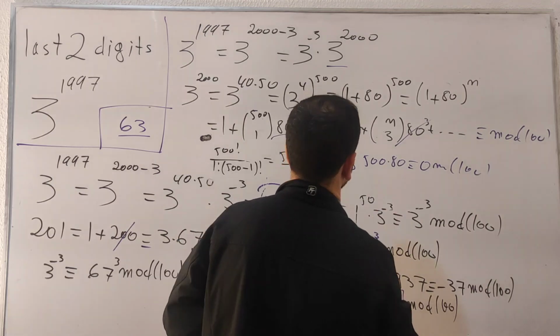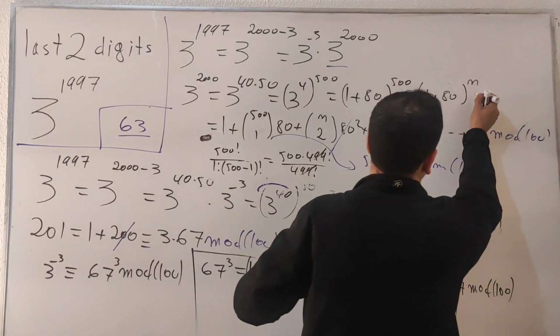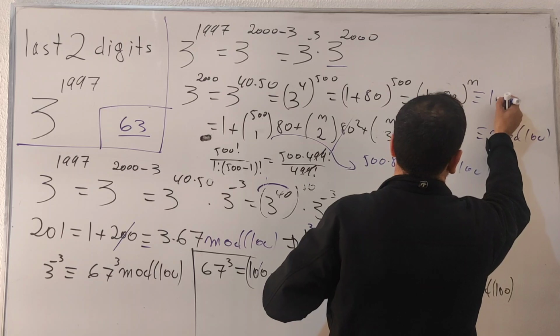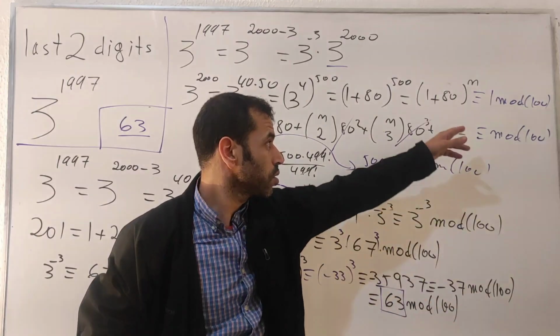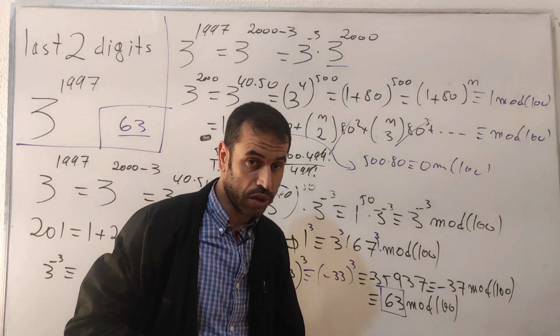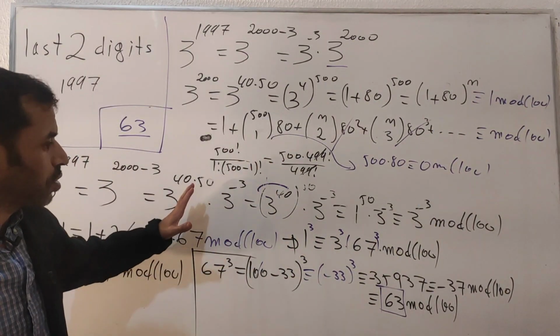So the whole thing is congruent to 1 mod 100. We found the same thing as with the Euler theorem. Now the rest we already did.